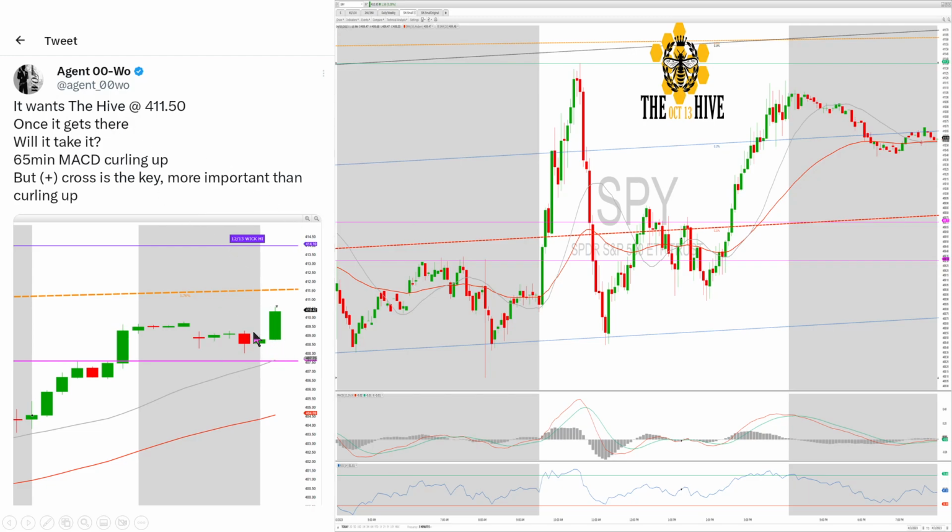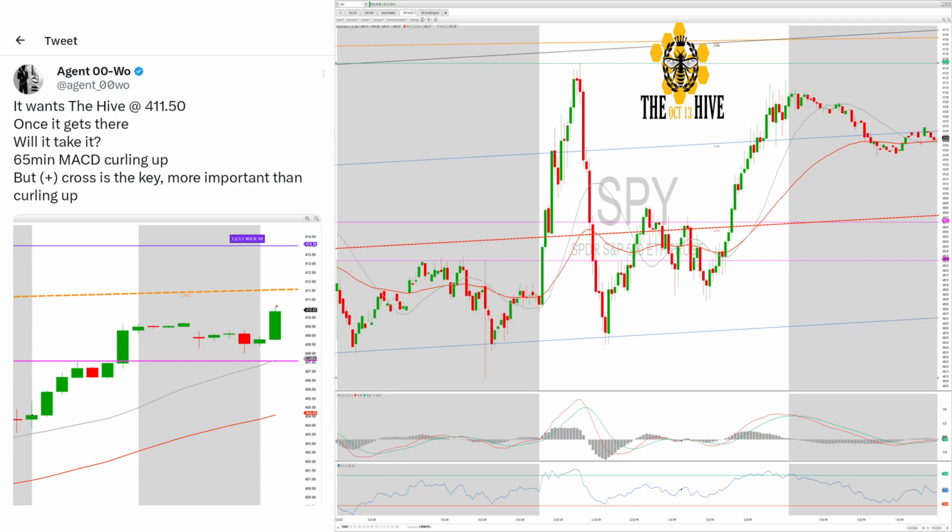So basically, this morning at opening bell, I'm just asking the question. The 65-minute MACD was curling up, but the positive cross is the key. It is more important than curling up. Because anything that curls up technically could reverse and curl down, right? But the positive cross, once that happens, the positive cross of the MACD line over the signal line, that is not easy to reverse.